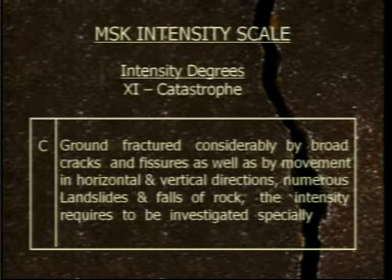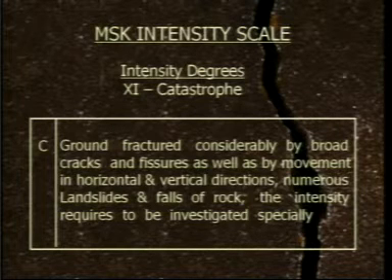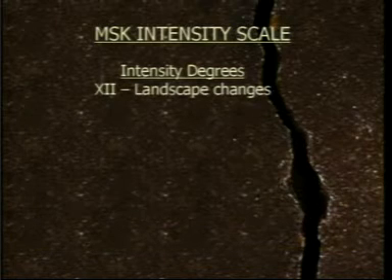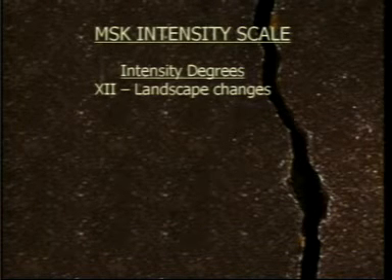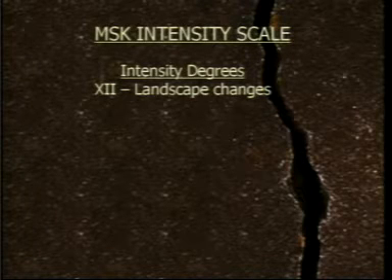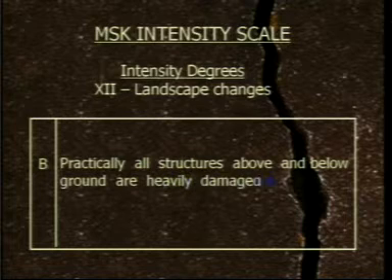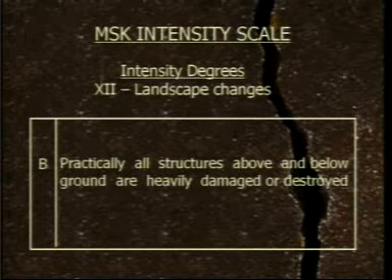The intensity of the earthquake requires to be investigated, especially for intensity 11 and 12. Intensity 12 is the last point on the intensity scale, and this means landscape changes. In B part, practically all structures above and below ground are heavily damaged or destroyed. It means nothing is left. Everything is grazed to ground.